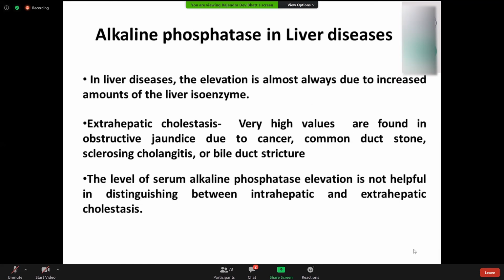Alkaline phosphatase in liver disease now. In liver disease, the elevation is almost always due to increased amount of the liver isoenzyme. Extrahepatic cholestasis: very high values are found in obstructive jaundice due to cancer, common duct stone, bile duct stricture, or cholangiocarcinoma, or many diseases are there.